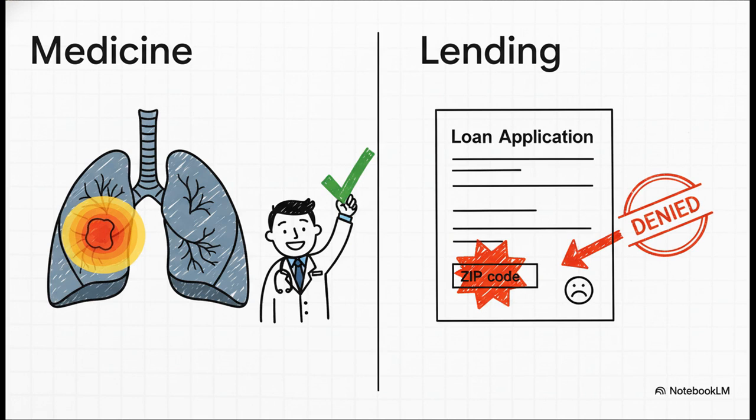And this is absolutely critical in high-stakes areas. In medicine, a doctor needs to know for sure that the AI is looking at the actual tumor, not a smudge on the scan. In finance, we have to make sure a loan wasn't denied because the AI unfairly latched onto something like a person's zip code. XAI helps us check the AI's homework.